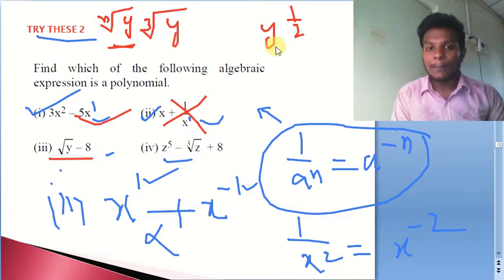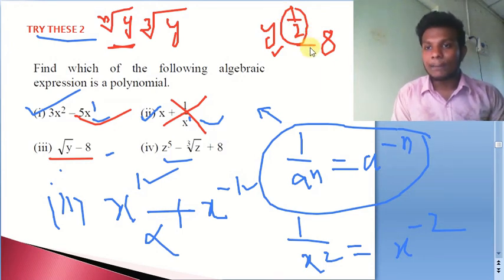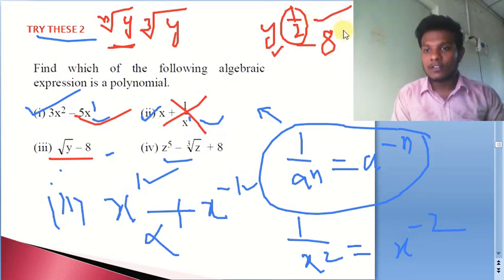Now see, y power 1 by 2 minus 8 is there, right? The power of y, the variable involved, is 1 by 2. Is 1 by 2 a whole number? No. But what is the condition needed for a polynomial? The powers or the exponents should be whole numbers. So this is violating the definition of a polynomial, so it is not going to be a polynomial. Our answer is: it is not a polynomial.